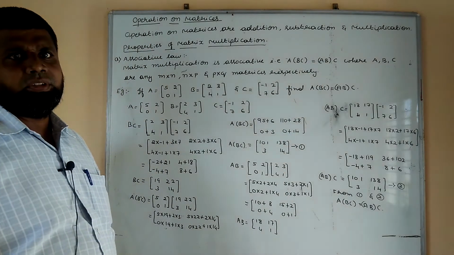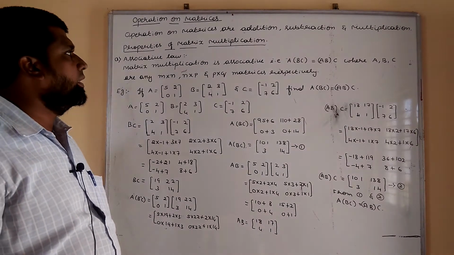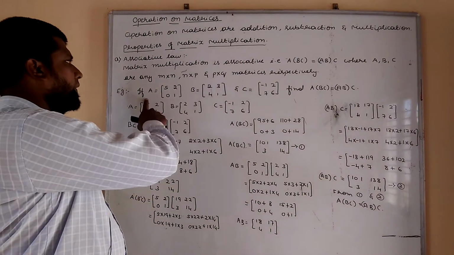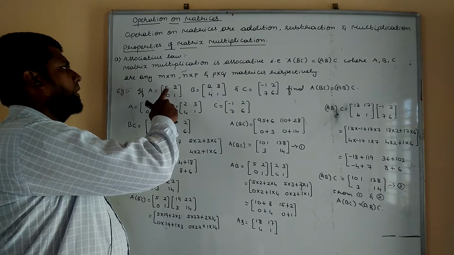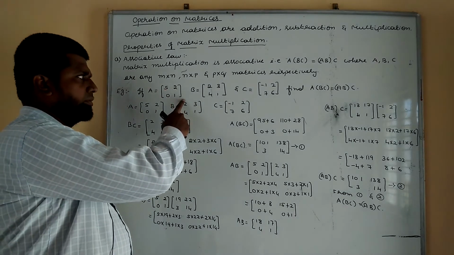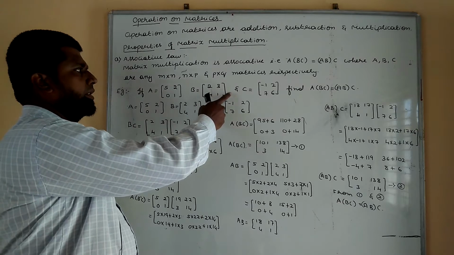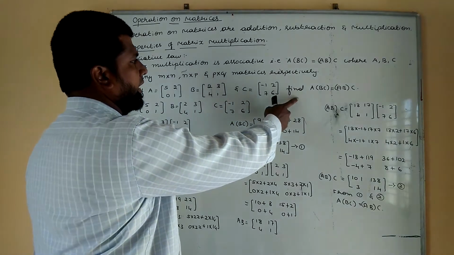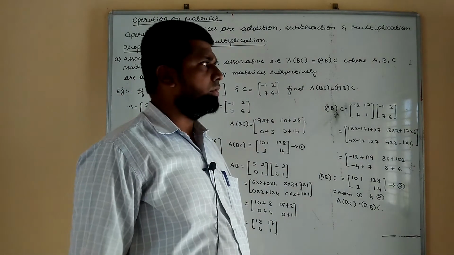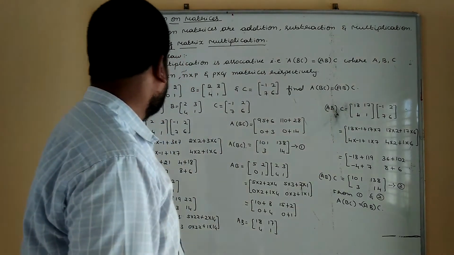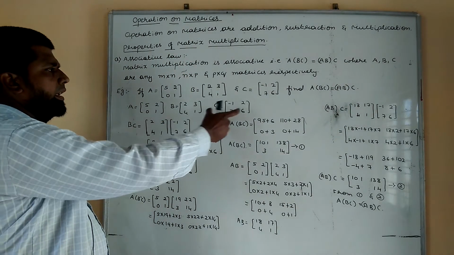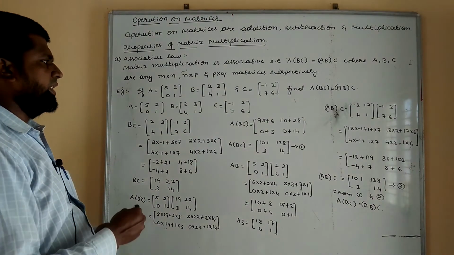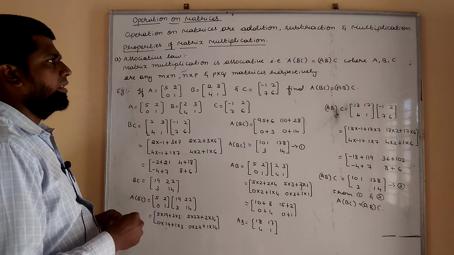Let us take an example of three matrices and prove the associative property. If A is equal to the matrix 5, 2, 0, 1 of order 2 cross 2, B is equal to 2, 3, 4, 1 of order 2 cross 2, C is equal to minus 1, 2, 7, 6. Find A of BC is equal to AB of C. So let us take A, B and C. Let us first find A of BC.